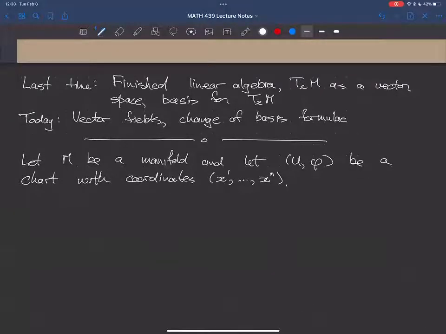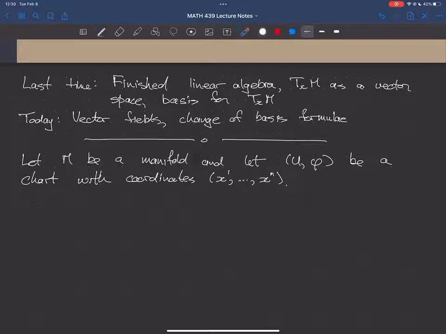Okay, so here we go. We had a bunch of lectures on linear algebra, and basically now what we're going to do is take all that stuff we did on linear algebra and look at a particular vector space, namely the tangent space at a point x to a manifold, and we're going to do linear algebra in that vector space. And again, mostly it's about notation.